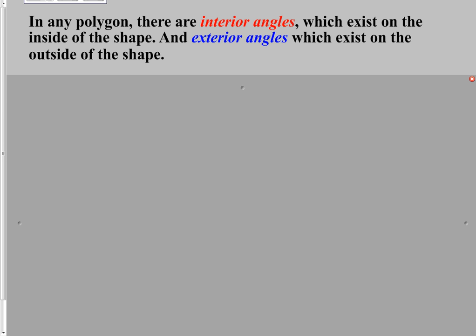In any polygon, there are interior angles which exist on the inside of the shape and exterior angles which exist on the outside of the shape. Now that may seem like common sense, but go ahead and copy it down anyway. Okay, so you got two terms there. Interior angles, they're on the inside of the shape. Exterior angles, they are on the outside of the shape.